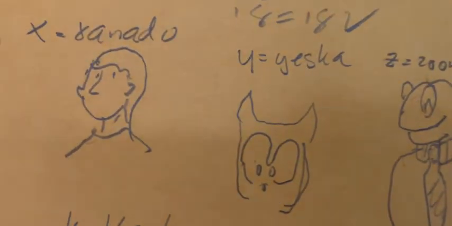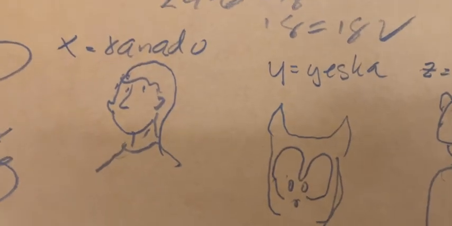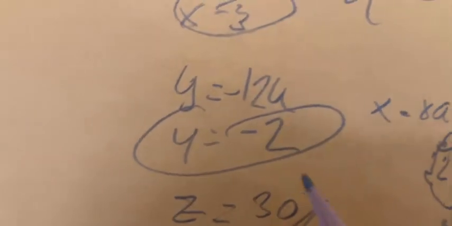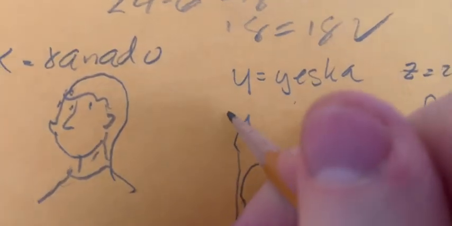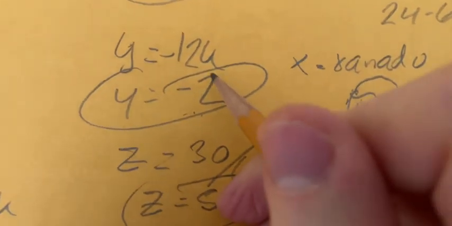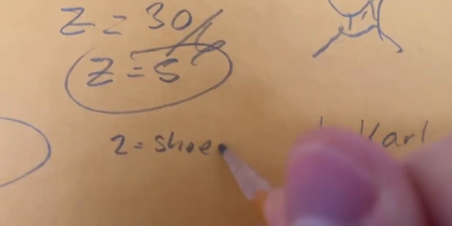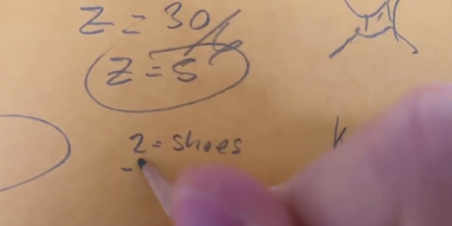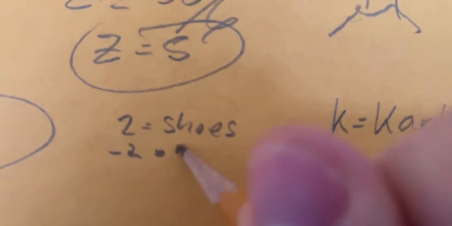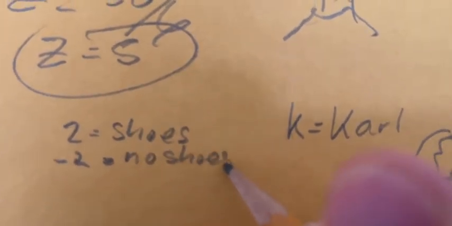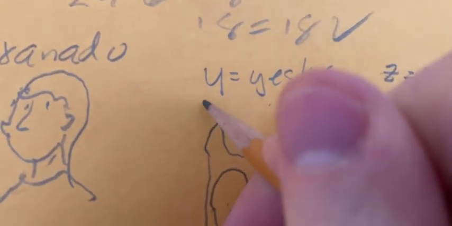That's Karl. Alright, so you have the 3. So what you want to do now is figure out what to do with the numbers. So what numbers do we have here? We have Y is -2. Yeska? Now 2 equals shoes. So let's just say -2 is no shoes. Okay, Yeska has no shoes.